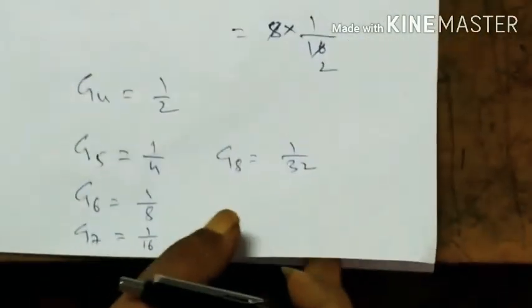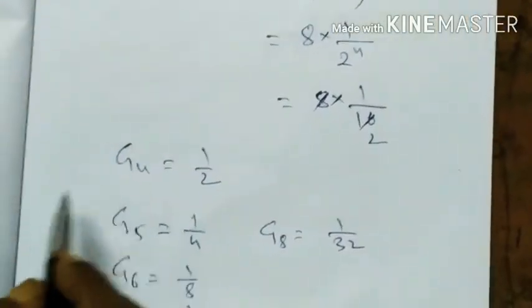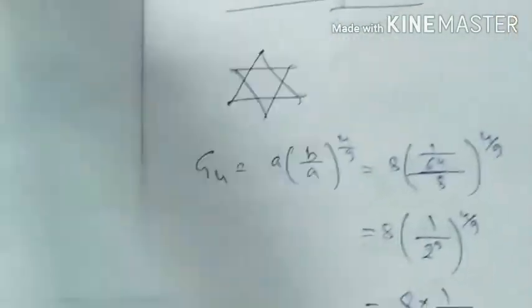It is better for you that you calculate the G's separately, G1, G2, G3, then G4, G5, G6, G8. You calculate all of these separately.